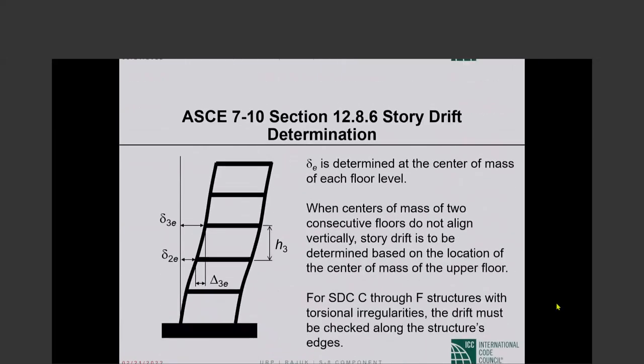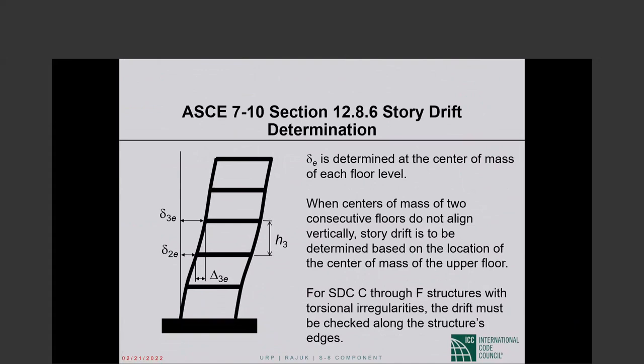I think at least in passing, I should discuss this with you. Delta sub E is typically determined at the center of mass of each floor level. When torsion is not pronounced, that's what we do. Delta sub E is determined at the center of mass of each floor level. So the capital delta sub 3E would be the deflection at the center of mass of level 3 minus the deflection at the center of mass of level 2.